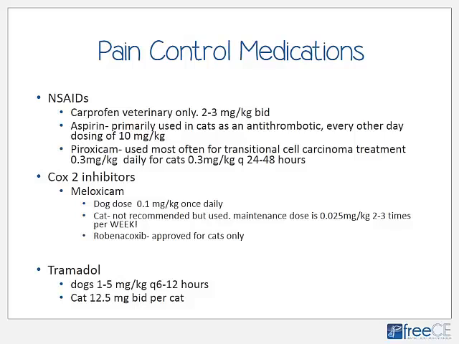Piroxicam can also be used for pain, but it is most likely that the patient on this medication is being treated for a bladder tumor called transitional cell carcinoma. Dogs are dosed at 0.3 milligrams per kilogram once daily, and cats receive the same dose, but every 24 to 48 hours. Right now, Celebrex is the only COX-2 inhibitor available for people. In veterinary medicine, however, there are a number of approved products, including Deramaxx, which is deracoxib, Previcox, which is firocoxib, as well as Metacam, which is an oral liquid form of meloxicam. Most of the category of pain control is focused on the canine population. There are very few options for pain in cats.